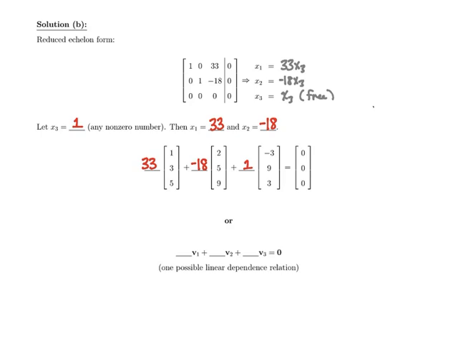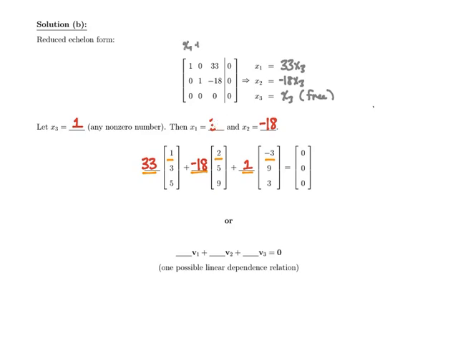We can check it for the first row. 33 times 1 is 33. Negative 18 times 2 is negative 36. That's 33 minus 36 plus negative 3, which would give us 0. And I see the mistake that I made here, so let's redo this a little bit. The mistake I made, and maybe you made the same thing, you didn't catch it.